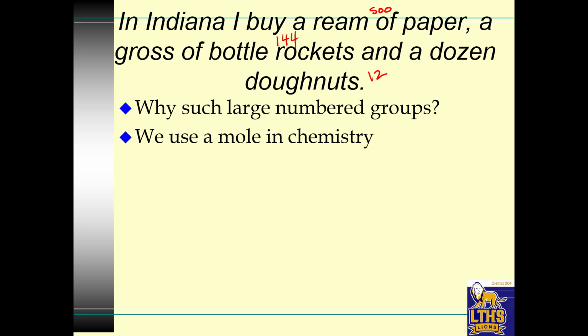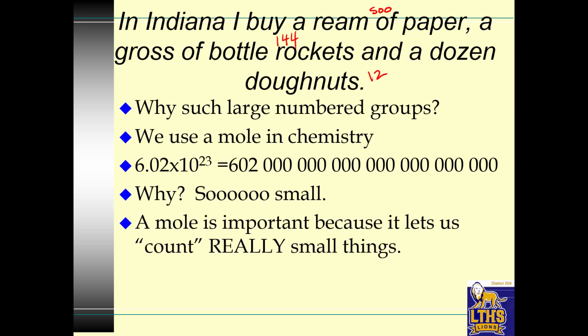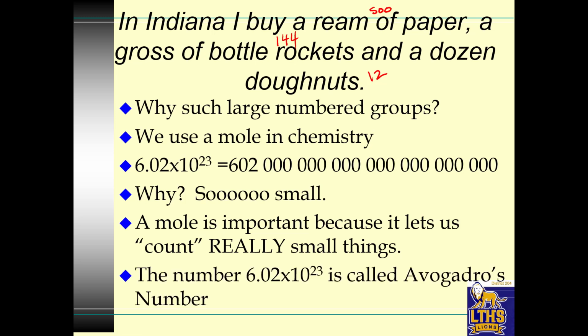So we use a mole in chemistry. And a mole is this many counted things: 6.02 times 10 to the 23rd. What? Yeah. Okay. You thought counting a ream of paper would be hard. Well, it's 500 pieces. Try counting a mole. All right. So why is this number so large? Because atoms are so small. And a mole is a really important thing because it lets us count really small things like atoms and molecules. And this number, 6.02 times 10 to the 23rd, is called Avogadro's number.